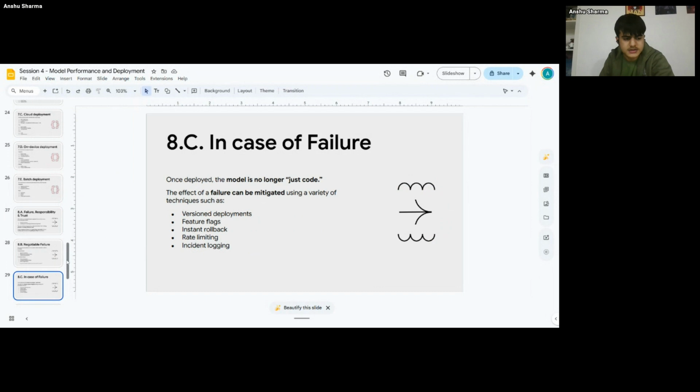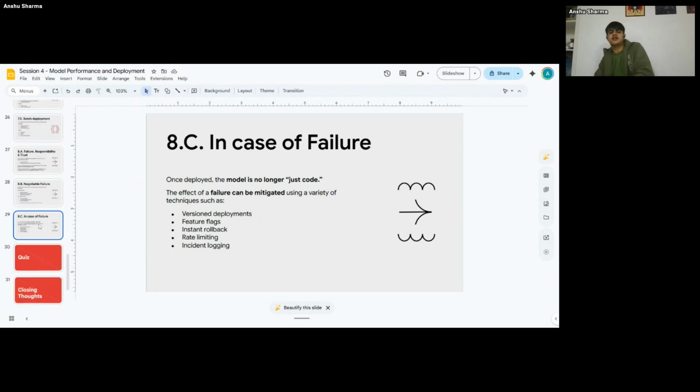So that leads us to some techniques we can use in case of a failure, right? So after deployment, there are multiple techniques we use to make our systems more reliable, right? So the effect of a failure can be mitigated by using these techniques, which are version deployment. So what does deployment mean? Version deployment means that once you complete your code, you deploy it in terms of versions.